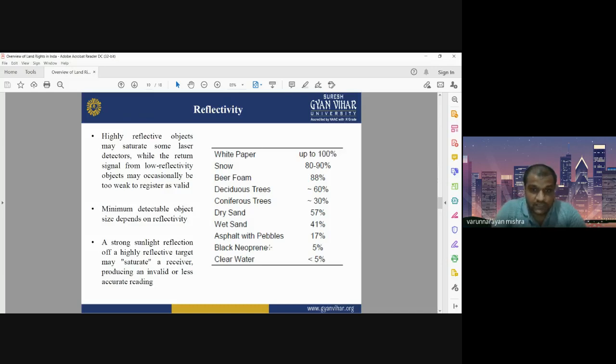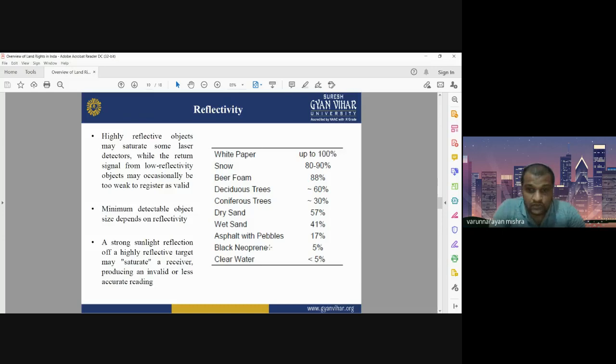So reflectivity is very important, and the minimum detectable object size depends on the reflectivity. If reflectivity is very high, you can easily identify that object. If reflectivity is very low, most of the energy is absorbed by that object, so it is not possible to identify that object. A strong sunlight reflection of a highly reflective target may saturate a receiver and produce an invalid or less accurate reading. So here in this table you can see different objects having different amounts of reflectivity.